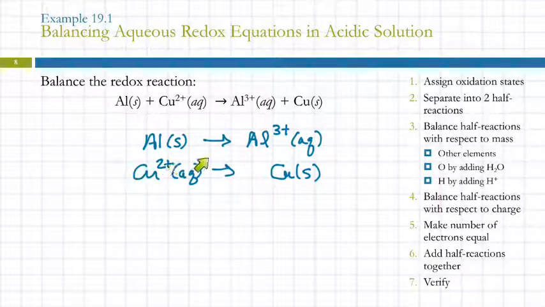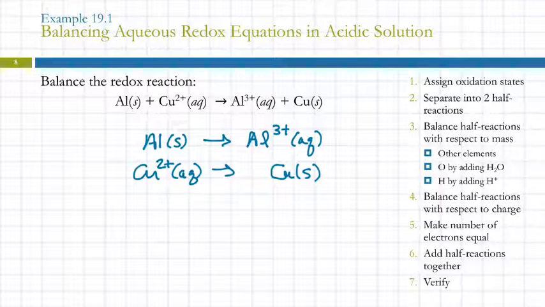So Cu2+ and Cu look very much like each other, so we can put those together, and Al3+. Everybody okay with that? So now we're going to balance with respect to mass. Well, these are already mass balanced. There's 1 aluminum on each side and 1 copper on each side. And there wasn't any oxygen or hydrogen, so we don't have to mess around with that.